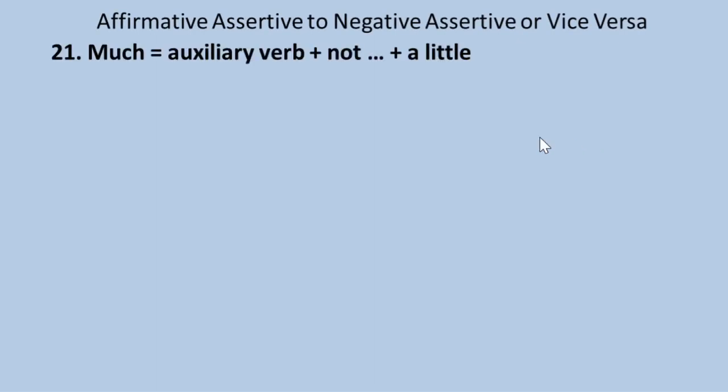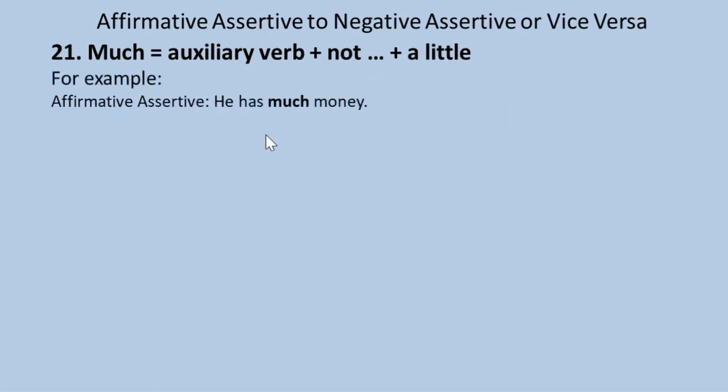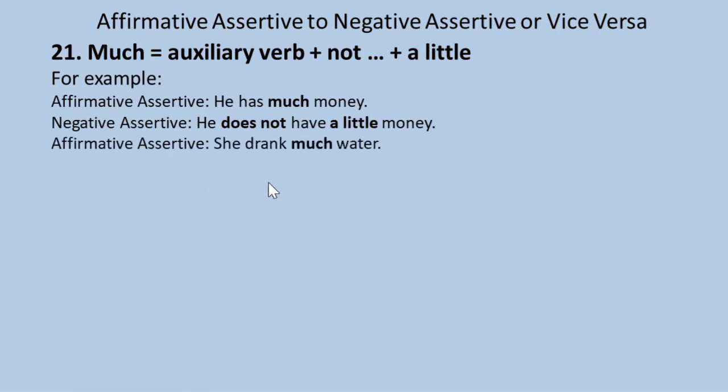Rule number 21, much equals not a little, or auxiliary verb not a little. For example, affirmative assertive, he has much money. Negative assertive, he does not have a little money. Affirmative assertive, she drank much water. Negative assertive, she did not drink a little water. So the negative form of has is does not have, and instead of much we use here a little. So much equals not a little.